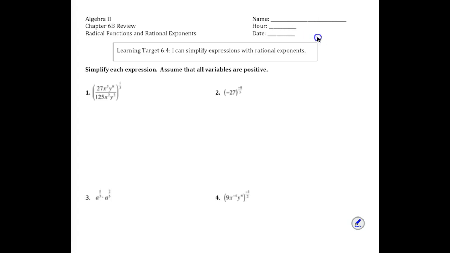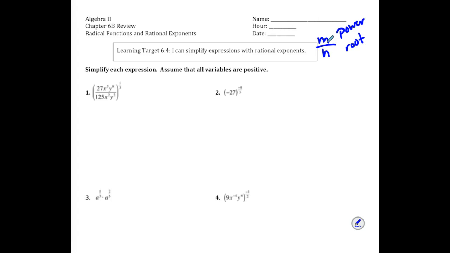When we have a fraction power, what does the top number represent? Top number is the power, and the denominator is the root. Okay, so we have 27x to the 5th y to the 8th divided by 125x squared y squared, and then we are raising it to a 1/3, which means we are doing what? We're cube rooting it. Is there anything inside that we can clean up first?